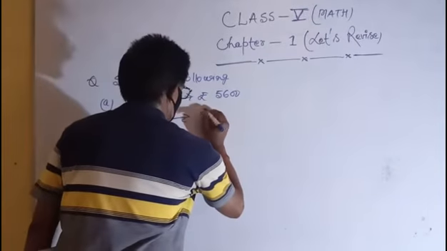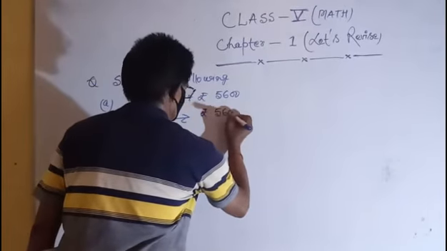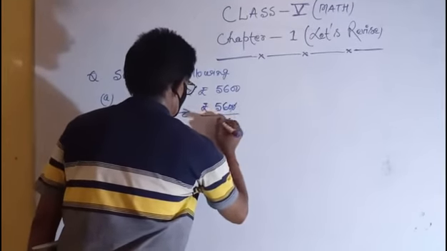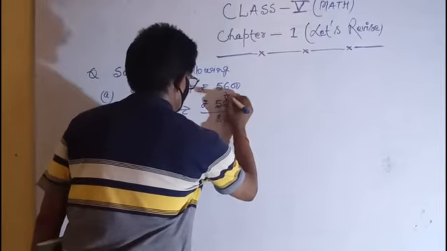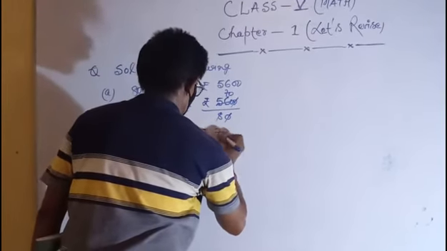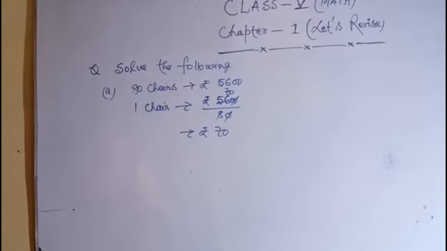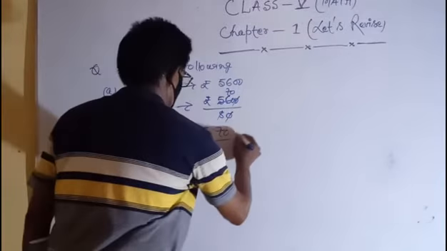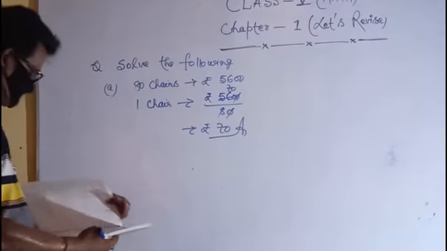Rupees 5600 divided by 80 is equal to rupees 70. So one chair costs 70 rupees. This is your answer. Next question.